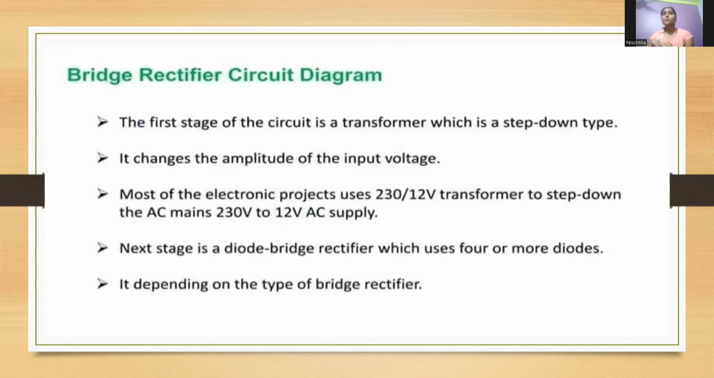Next, we move on to the bridge rectifier circuit diagram. The first stage of the circuit is a transformer, which is of step-down type. It changes the amplitude of the input voltage. Most electronic projects use a 230 to 12 volts transformer to step down the AC mains 230 volts to a 12 volts AC supply. The next stage is a diode bridge rectifier, which uses four or more diodes depending on the type of bridge rectifier.